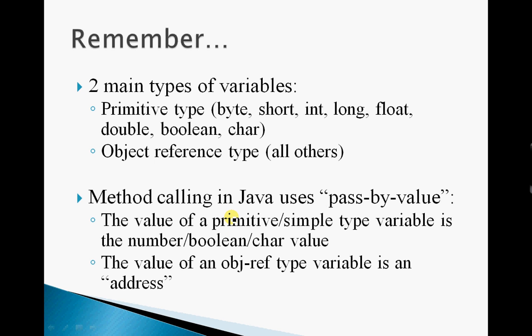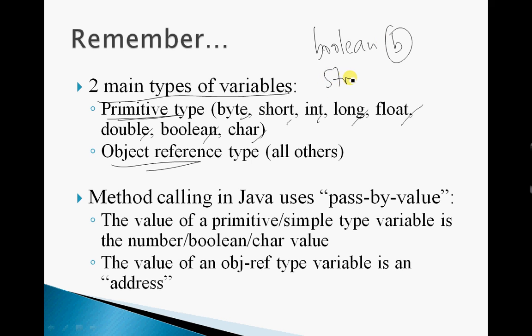Just some refresher points before we even start on memory state diagrams. There are two main types of variables in Java. It can be a primitive type, also known as a simple type, or an object reference type. There are 8 primitive types in Java: byte, short, int, long, float, double, boolean, and char. If I declare a variable using one of these 8 types, this is a primitive type variable. All other types will be considered object reference type variables.